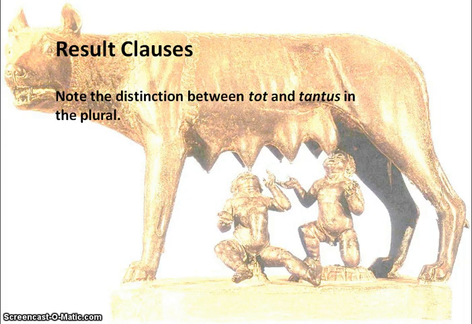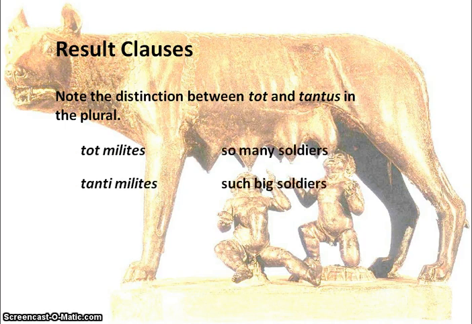And note that there is a distinction between tot and tantus. Tot milites means so many soldiers, but tanti milites, plural, tanti agreeing with milites, means such big soldiers, so don't be confused about that.